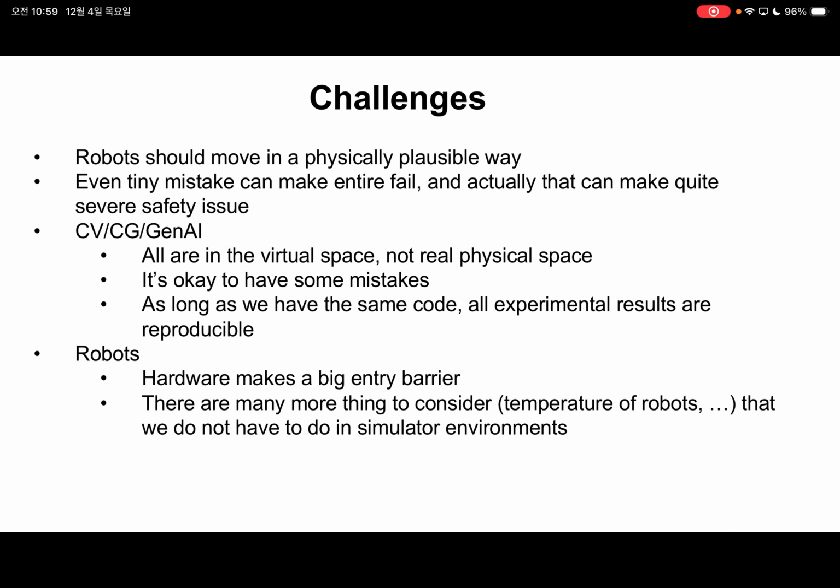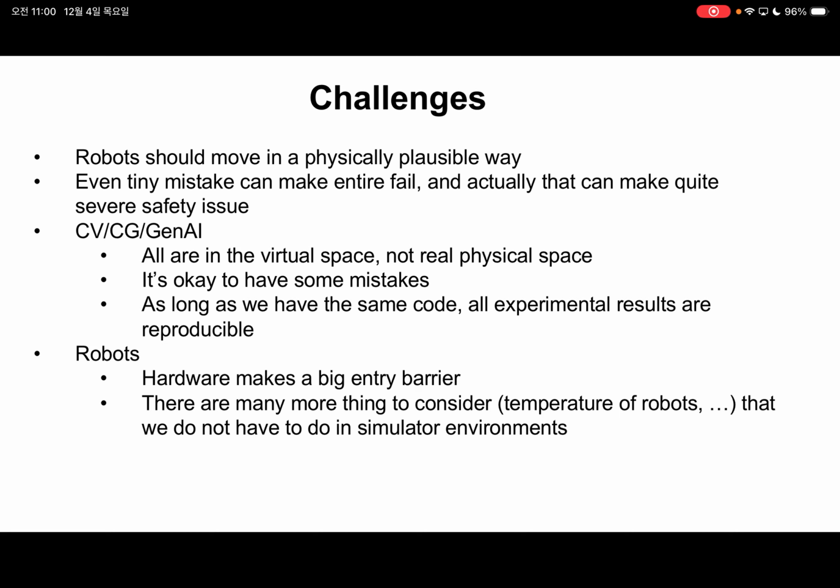And the third challenge is that robots should move in a physically plausible way. Even a tiny mistake can make the entire thing fail. You can see, you watch the video, right? Robots just fall and crash on the floor. There might be a very small mistake, maybe, but it can make the entire thing fail. And actually, that can cause quite severe safety issues, right? I mean, robots and humans can crash together. There can be very dangerous situations.